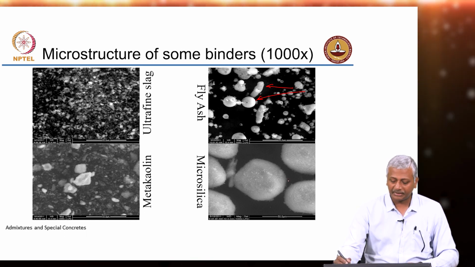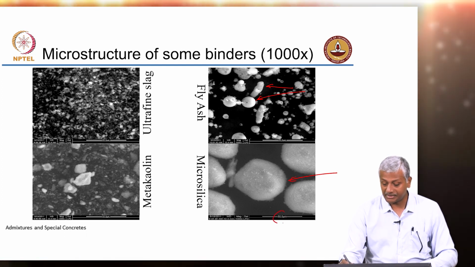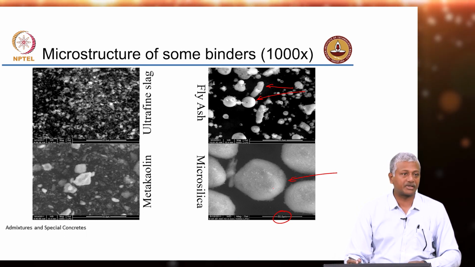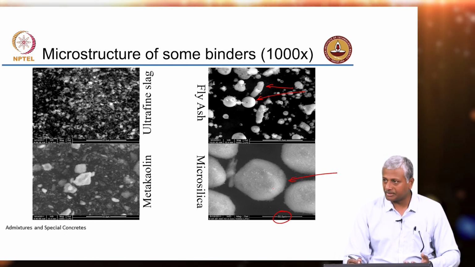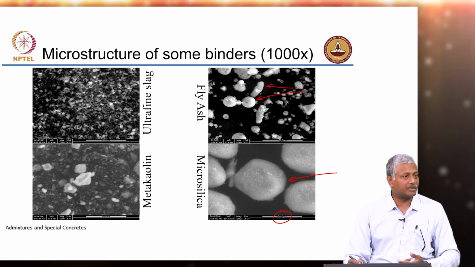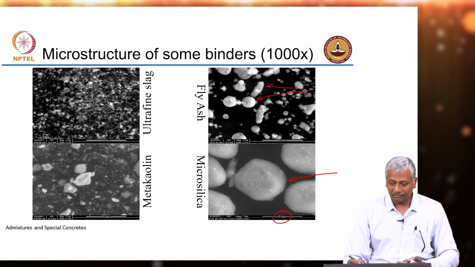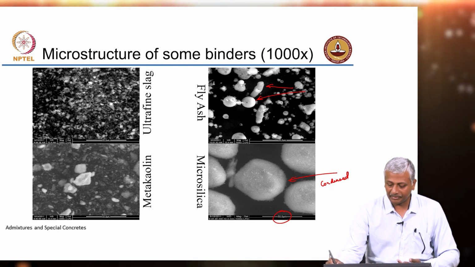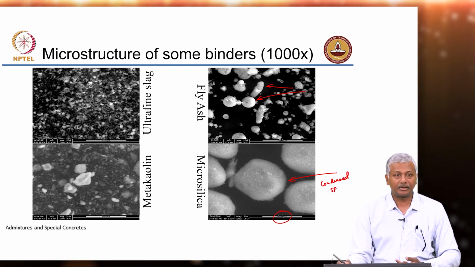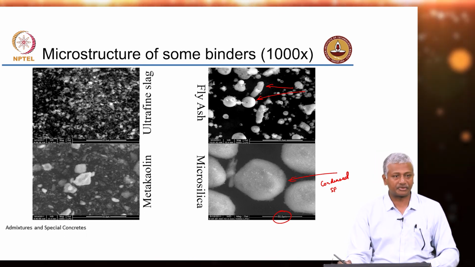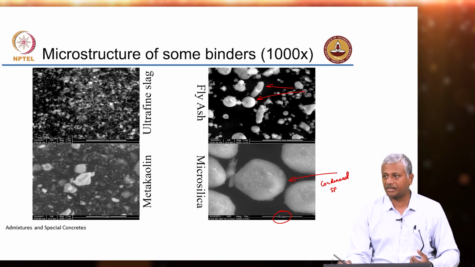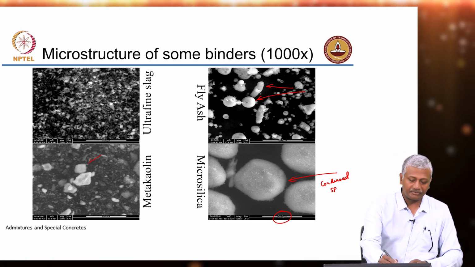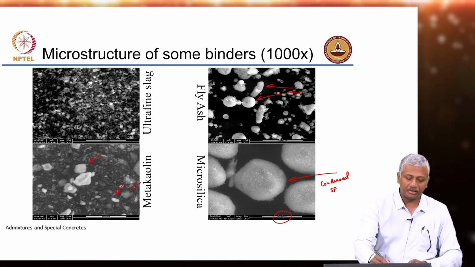If you look at microsilica, look at the size here. You can see that these are not actual microsilica grains, because microsilica is supposed to be even finer than 1 micron. But here you are seeing grains which are very large, and that is because these are condensed silica fume particles. They are agglomerates of particles of silica fume, which need to be broken down sufficiently well when you do the concreting. Metakaolin has all of these clay particles which are irregular shaped.